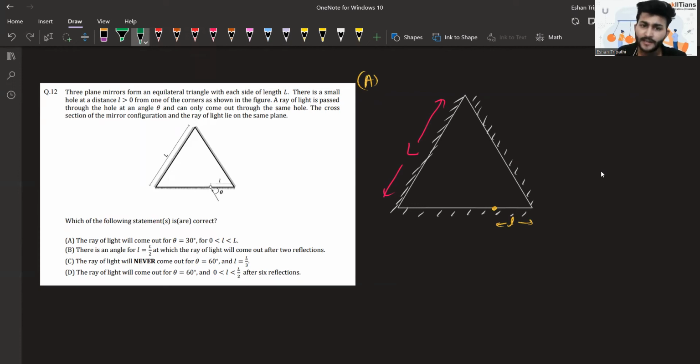So they are saying if light enters at an angle of 30 degree, the ray of light will come out. Now, how would we solve this question? Let's see. Just use a little bit of geometry. If light enters at 30-degree angle, it looks like this. It's an equilateral triangle, so this angle certainly is 60 degree. So from angle sum property, this angle is 90 degree. That means it's the case of normal incidence. Light will hit it, bounce back and come out of this hole. So ray of light will come out for this. The answer is yes. So A part is correct.